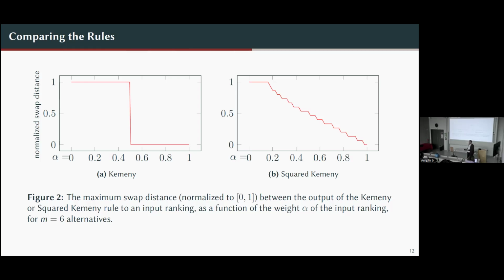I have two questions. First one is, how do you compute the curve on the right? Because the left is easy, it's straightforward. On the right, how did you compute the worst case?